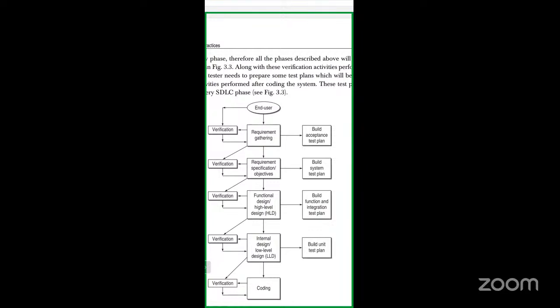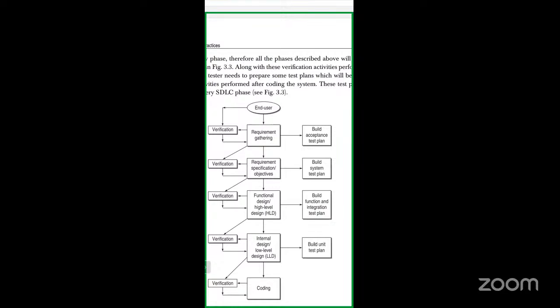So from the gatherings, the accepted test plan that they have undertaken, or what is to be taken, is going to be specified. Then after the gathering of the requirements, the requirement specification objectives have to be verified again, right? So for that also we need to go for building the system test plan.